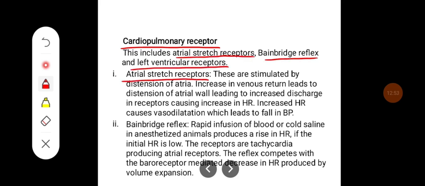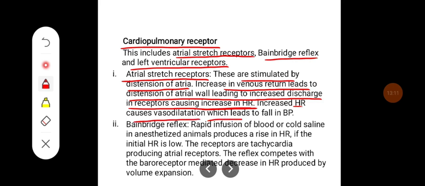Atrial stretch receptors are stimulated by distension of the atria. Increase in venous return leads to distension of the atrial wall, leading to increased discharge in the receptors, causing an increase in the heart rate. Increased heart rate causes vasodilatation, which leads to a fall in blood pressure.